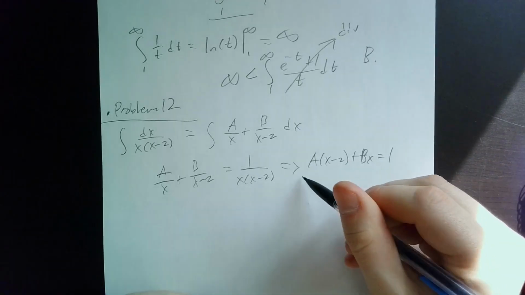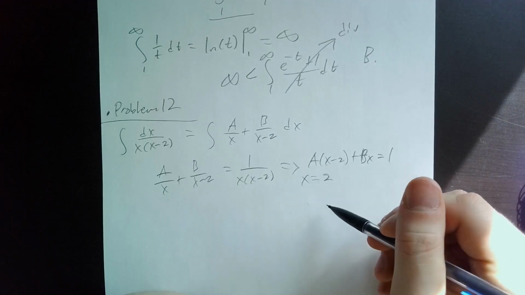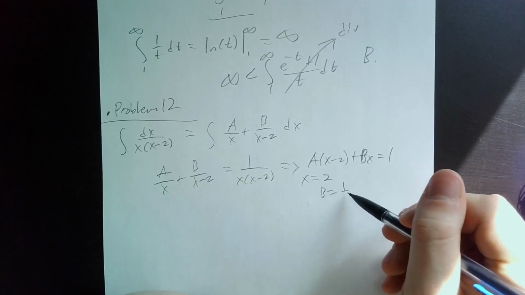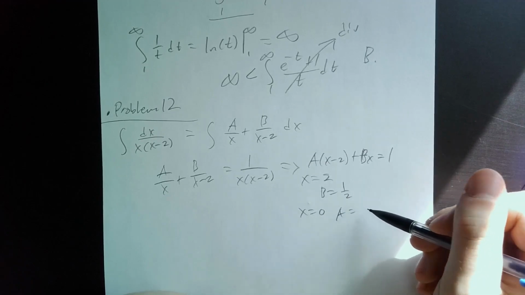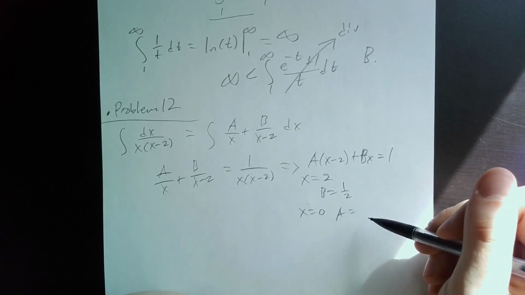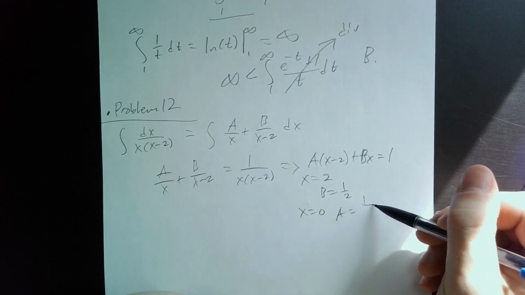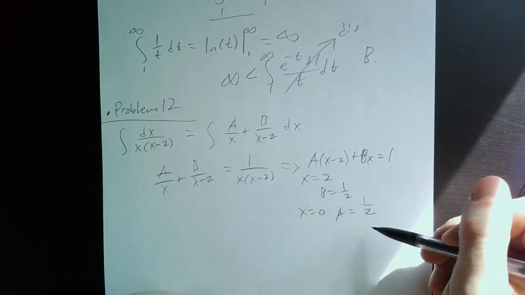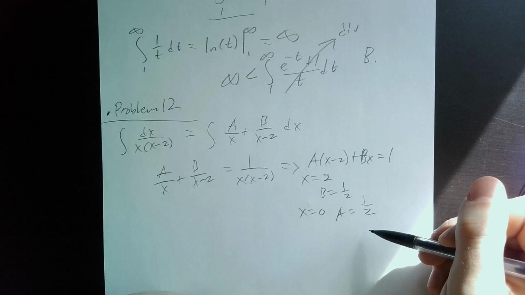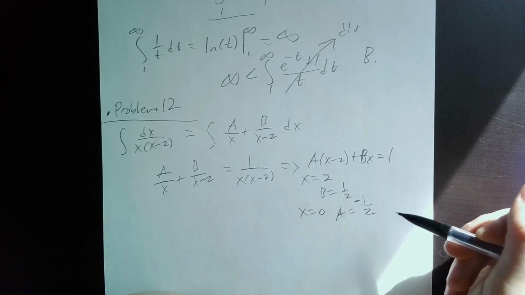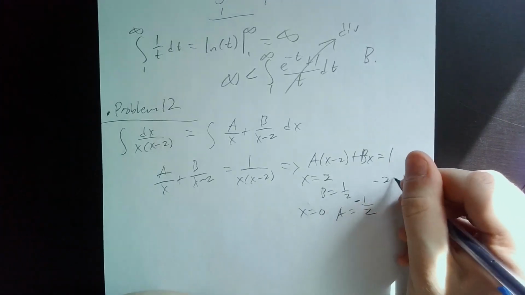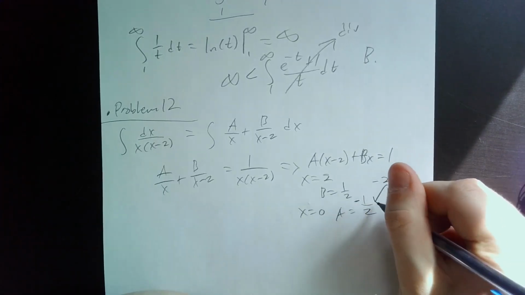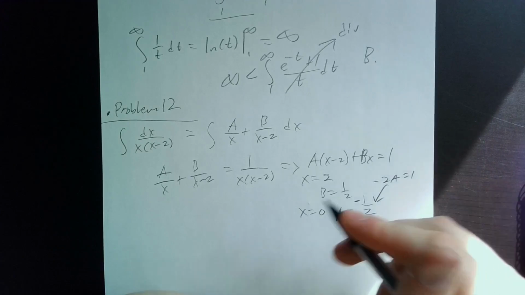I'm going to plug in x equals 2 to get that b equals 1/2. And I'll plug in x equals 0 to get that a equals 1/2 as well. That's negative 1/2, right? Because at 0, that's negative 2 times a equals 1. So that means that a is negative 1/2.